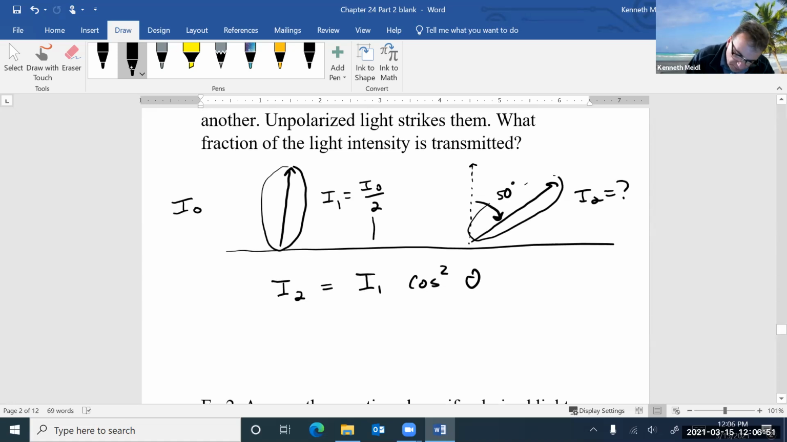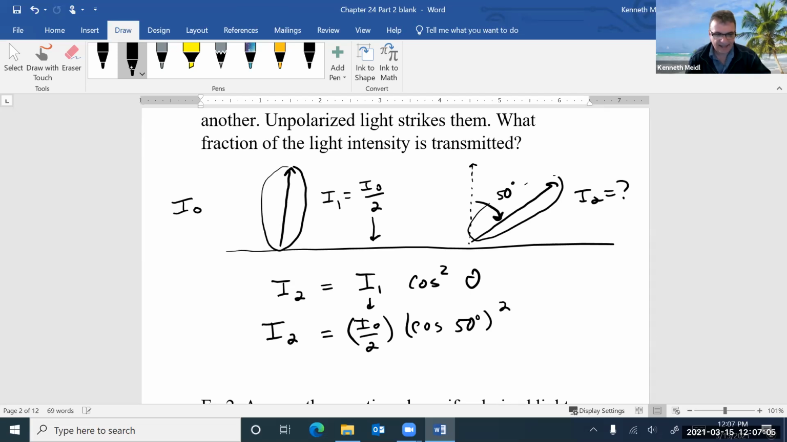Now, I1 is the same as I0 cut in half. And that angle here is 50 degrees, and I'm going to square that cosine. That is what survives the second polarizer relative to what we started with. We don't even know what we started with, but we're going to end up with a fraction. So I'm going to go to my calculator, hit 50, hit the cosine. It says like 0.64. I'm going to square that. Then I'm going to multiply it by 0.5, which is 1/2.